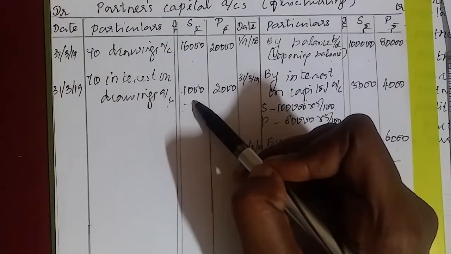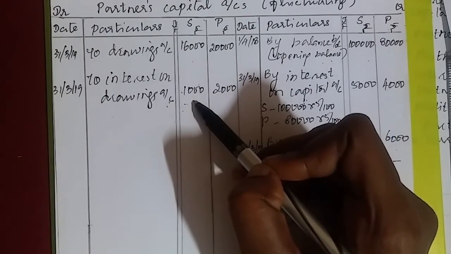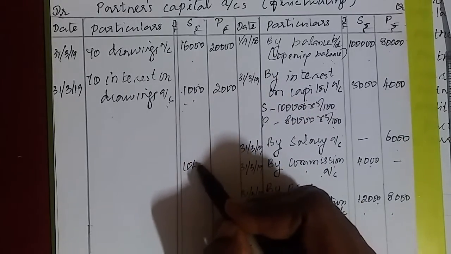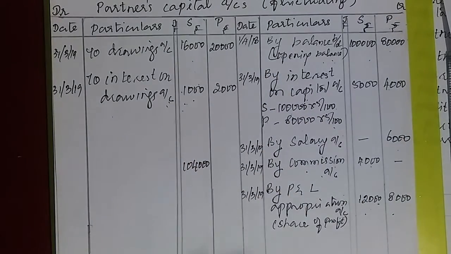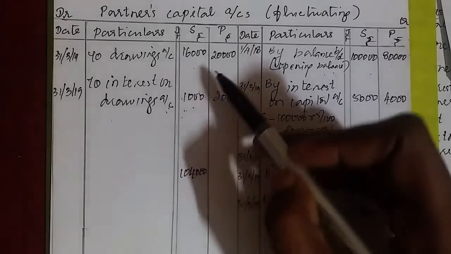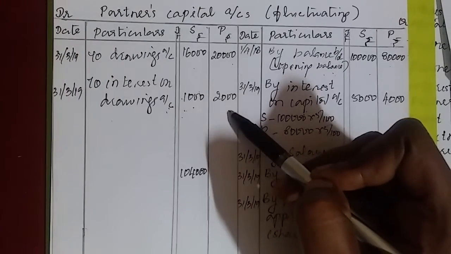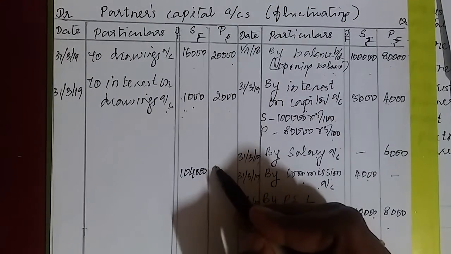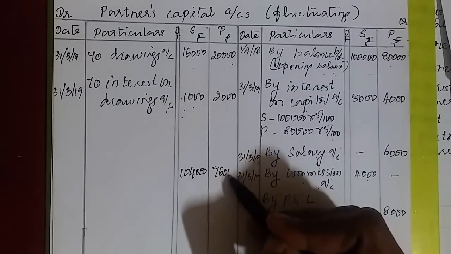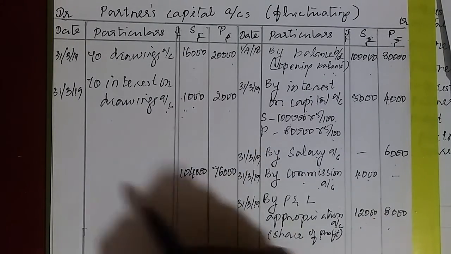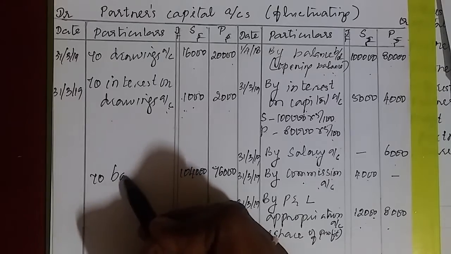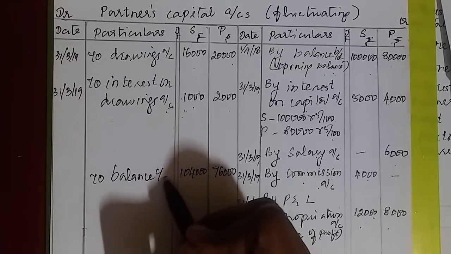1,21,000 for Sachin. 1,21,000 minus 16,000 and minus 1,000, I get the balance of 1,04,000. For Pratham, 98,000 minus 20,000 and 2,000, I get the balance of 76,000. This should be written here as balance carry down.